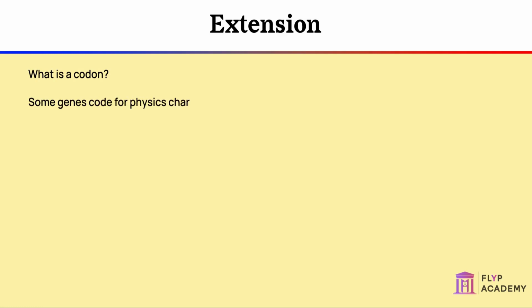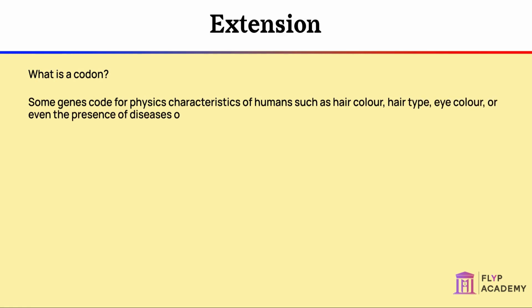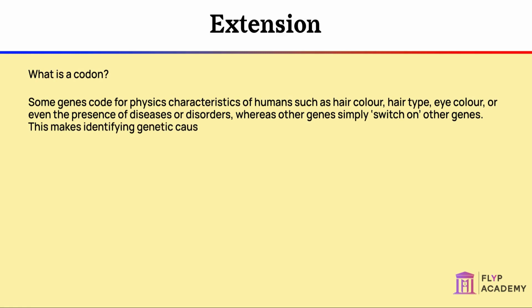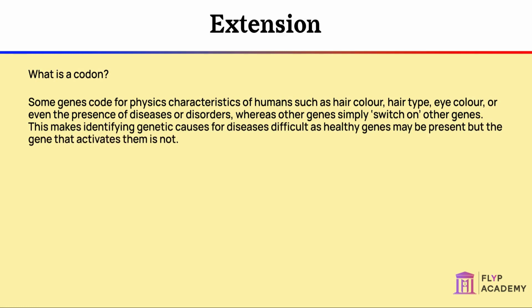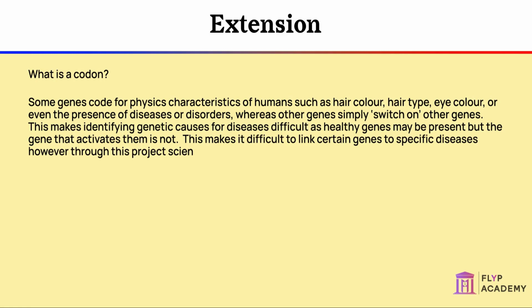Some genes code for physical characteristics of humans, such as hair colour, hair type, eye colour, or even the presence of diseases and disorders, whereas other genes simply switch on other genes. This makes identifying genetic causes for diseases difficult, as healthy genes may be present, but the gene that activates them is not. This makes it difficult to link certain genes to specific diseases. However, through this project, scientists developed a much better understanding of the genes present in humans.